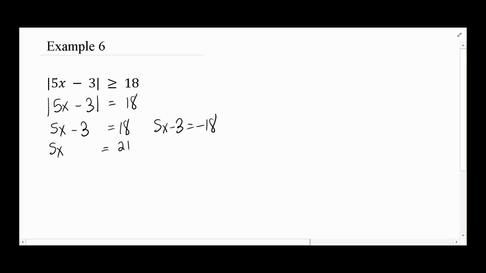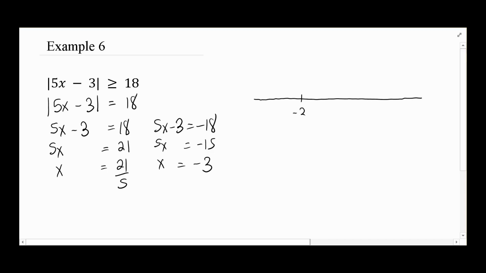So I add the 3 to the other side, I divide by the 5, and I do the same thing over here. I add the 3, divide by the 5, and I get these two answers. That was the end of step 1. Step 2 is to plot those two answers. So I'm going to use a number line, and I'm going to plot negative 3 and 21/5.